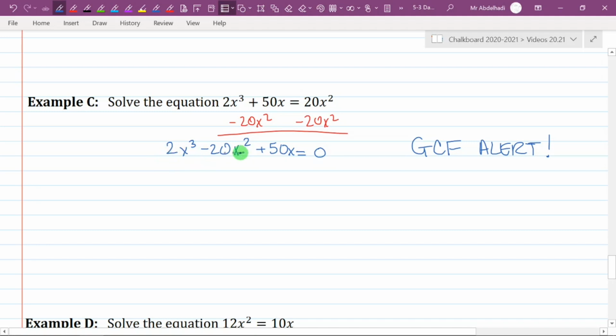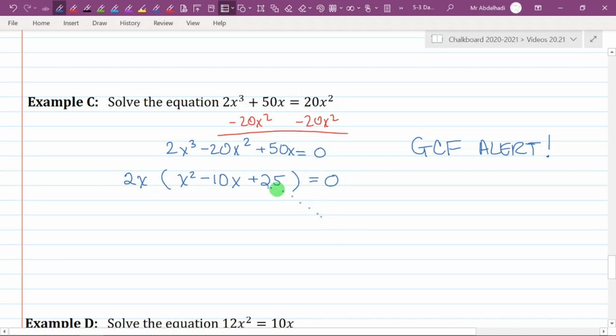So take a look. What goes into all three of these terms here? Definitely a 2, right? 2 goes into 2x cubed, 2 goes into this, 2 goes into this. So we'll take out a 2. What about x's? There's an x cubed here, there's x squared here, and there's an x here. So we can pull out at least one x from each one of these. Now what's left? Now this is GCF factoring. Well, if you divide 2x cubed by 2x, you get x squared. You divide this by this, you get -10x. And 50x divided by 2x is just plus 25. This is still equal to 0. Write complete steps here. Do not take shortcuts.